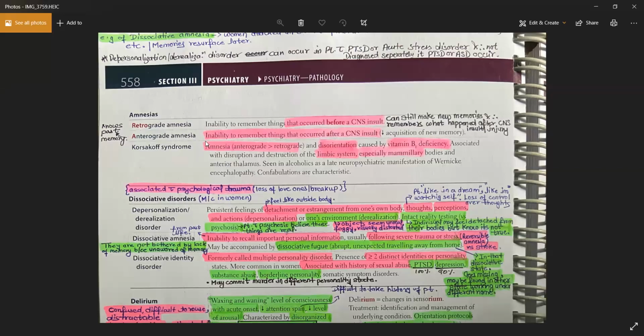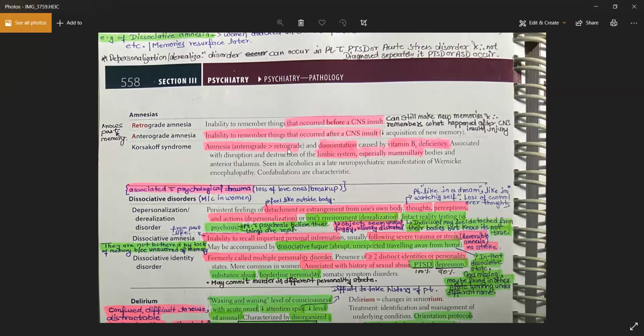Then you have Korsakoff syndrome. If you guys remember thiamine deficiency, the Wernicke-Korsakoff syndrome. In Wernicke's encephalopathy, you will have nystagmus and ataxia, and in Korsakoff syndrome, you will have a loss of memory. Initially, you will have anterograde amnesia. You will forget all the memories after the loss of thiamine or the alcoholism. Okay, then you have retrograde amnesia, right?